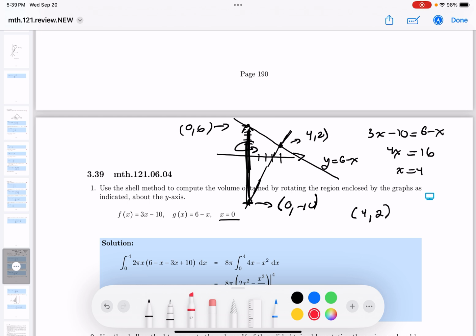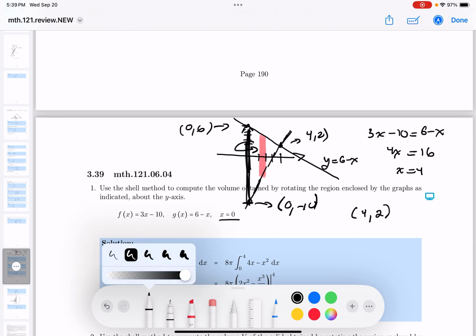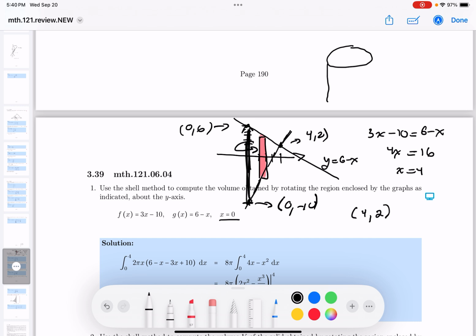The first thing I want to do is visualize a rectangular region. They're asking me to use a shell, so this rectangular region is going to create a shell for me. I want to draw a picture of what that shell would look like. It would look like this. Again, I'm trying to do the best job I possibly can. Then I'm going to cut the shell, boom, boom, boom, like this, and fold it flat. You get a region that looks like this. This is the side of the shell, and then you get a thickness to that shell.